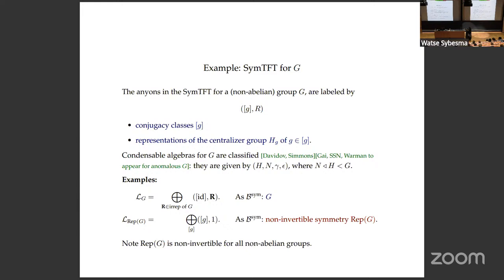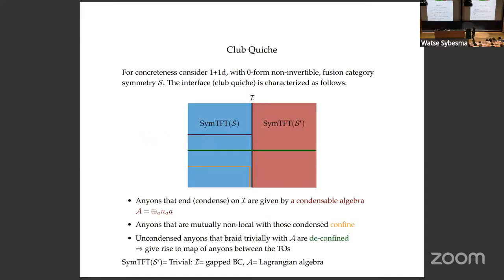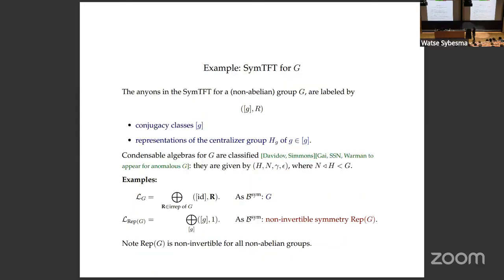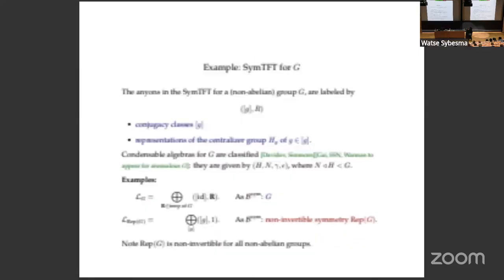And now we can look at examples. The first example is for groups. If you have a finite group, you can ask what is the TQFT that lives here? What are these types of interfaces? For a finite group, the SymTFT defects are labeled by conjugacy classes and irreps of the centralizers of elements in this conjugacy class. That's important in particular if the group is non-abelian. If it's abelian, I'll give you a much simpler description, but essentially this is the structure of these defects. So each one of these lines here is now labeled by that kind of data.